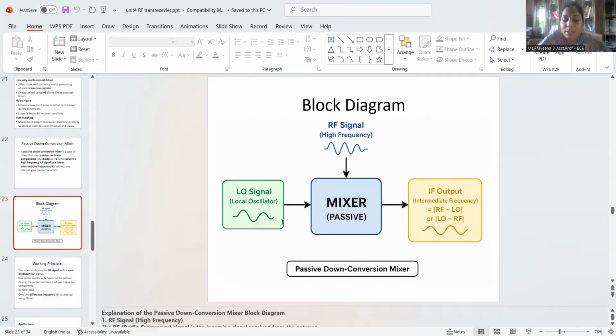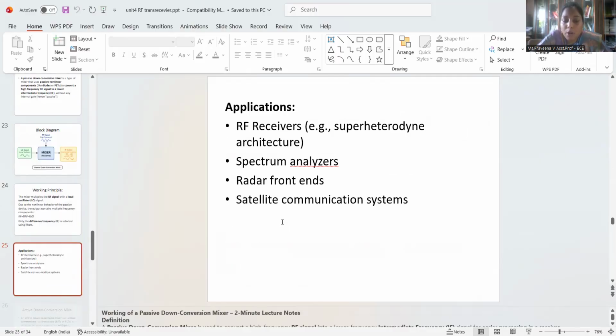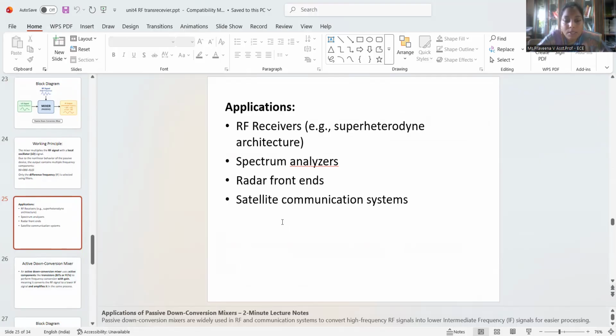And where it is used: in mobile phone receivers, Wi-Fi receivers, radio receivers, etc. This concept I have already explained in the block diagram itself. So these are the applications, that is the RF receiver, the superheterodyne receiver. And these are the applications. Sorry for the interruption.